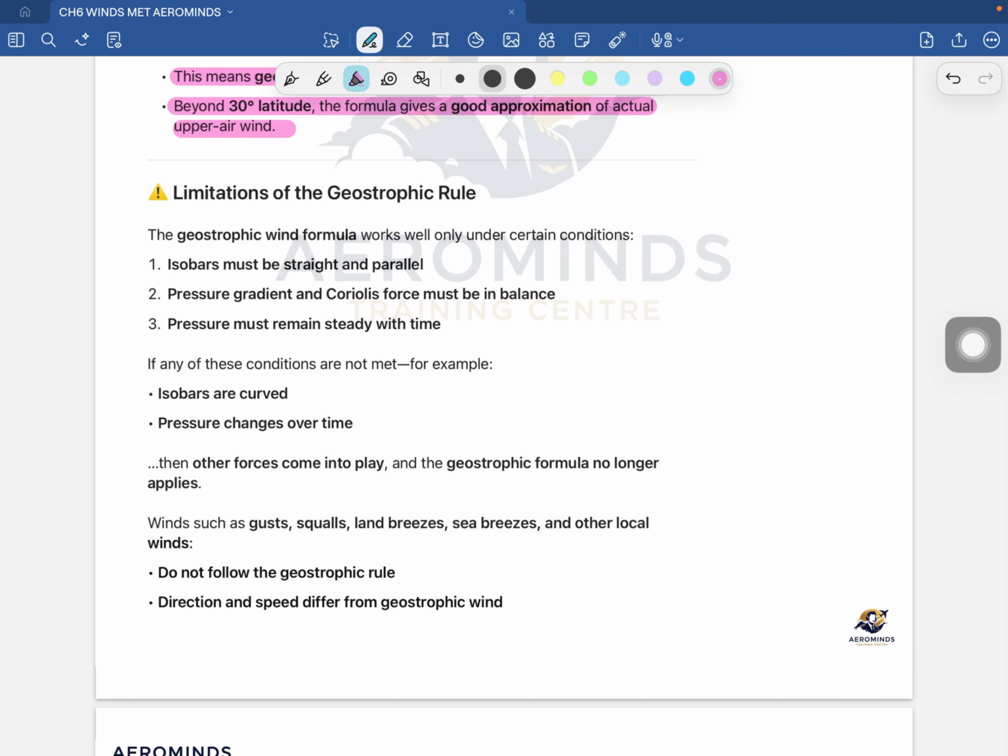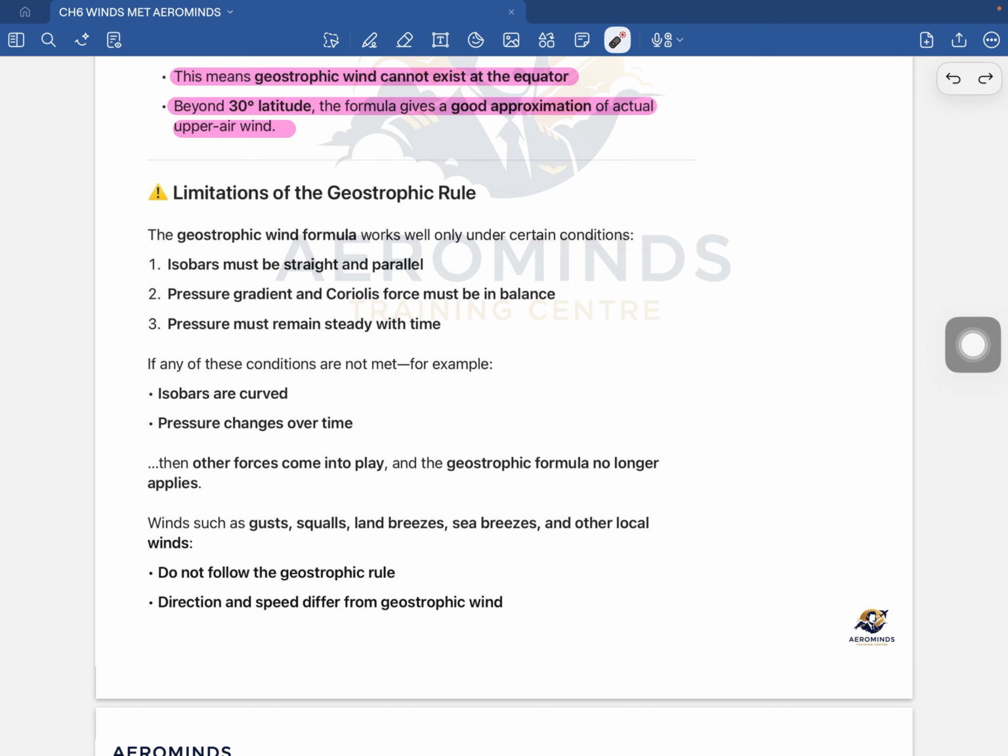So till now we have understood what geostrophic wind is, how it works, and how it is made. But now comes a very important question: does the geostrophic wind always exist everywhere in the atmosphere? And the answer is no, because it only works under certain conditions, and we'll see all those limitations, because there are a few limitations which the geostrophic rule has. Now we'll understand it slowly.